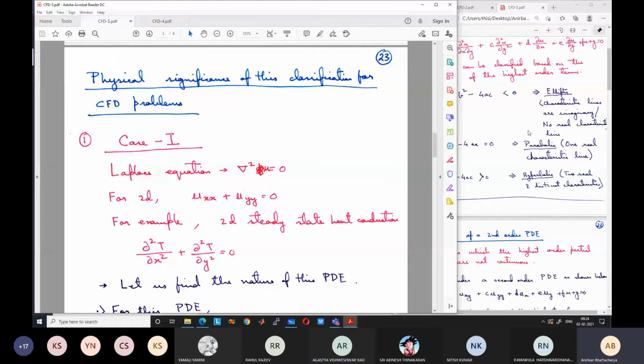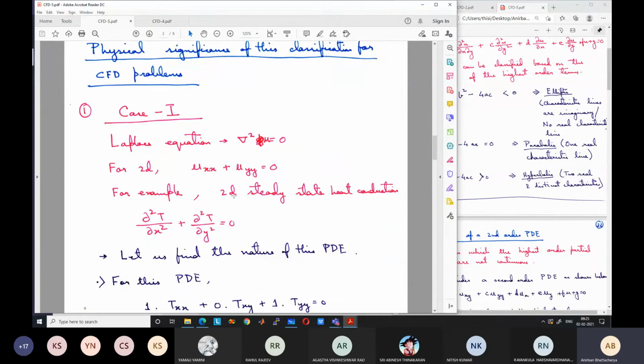So case 1, which is one of the most famous equations, as I have already described, is known as the Laplace equation. Del square u is equal to 0, where u is the dependent variable. In 2D we can write this as uxx plus uyy equal to 0. Uxx is the double derivative, del square u del x square, and uyy is del square u del y square. So it's a second order PDE because you have these second order terms. In 2D you have only two terms, in 3D it will have three terms.